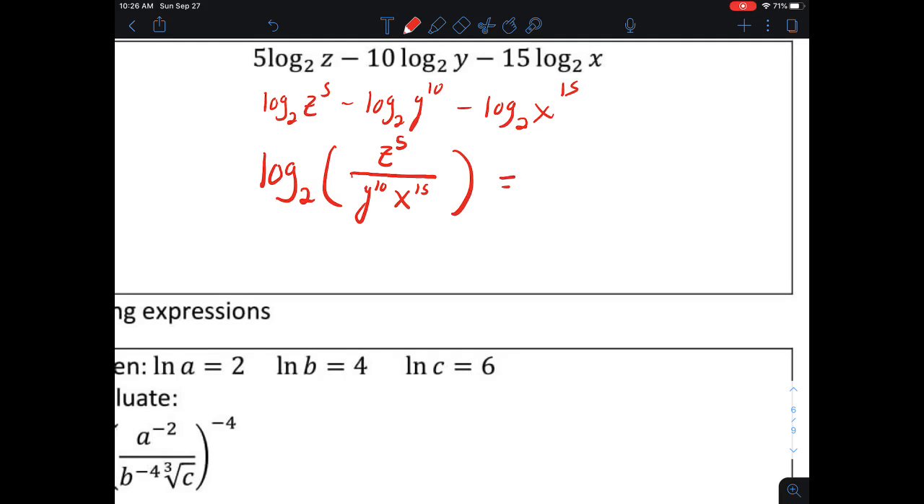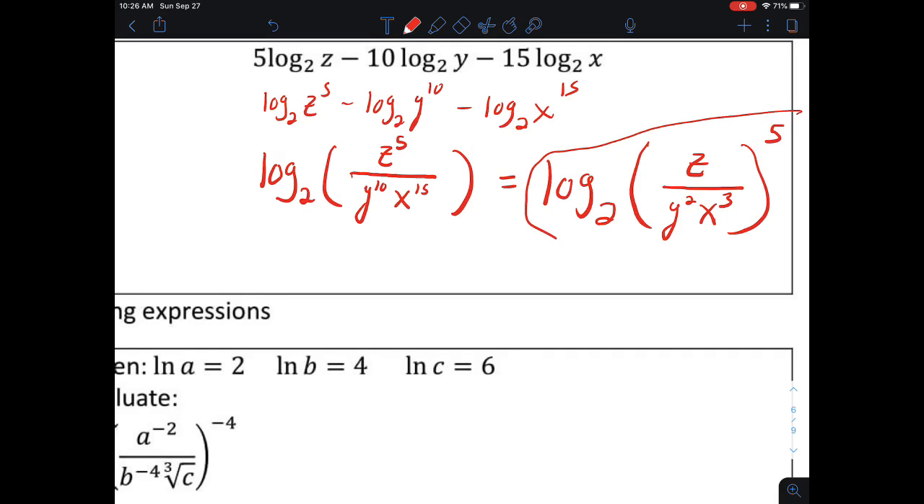Now, I could go one step farther and simplify this because I have a common factor in my exponents. 5, 10, and 15, everything is divisible by 5 there. So I could pull out a 5 and simplify that to be z over y squared x cubed, all being raised to the 5th power.